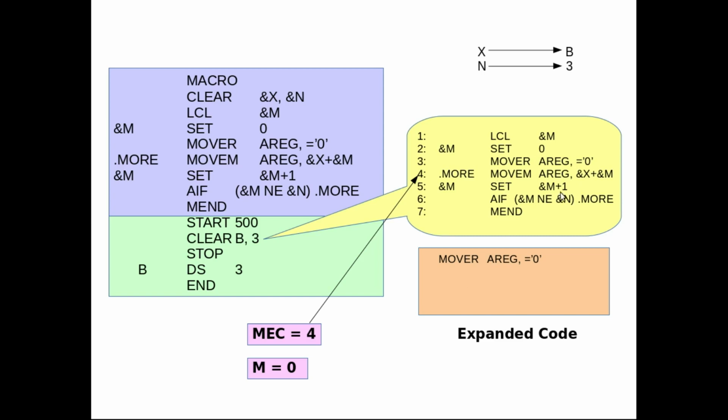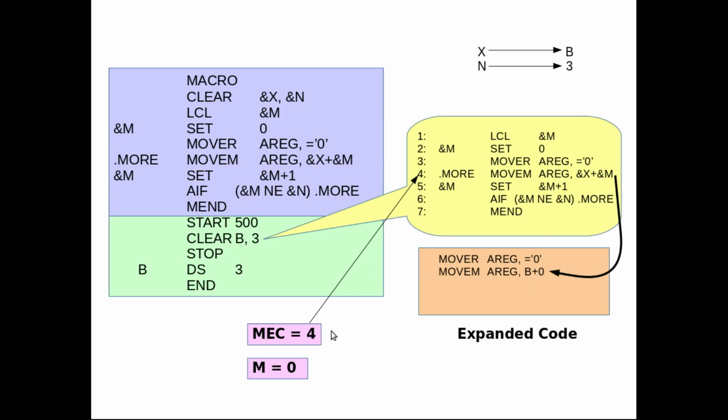And as we generate, we should replace the formal parameter x by b, and we should replace the expansion time variable m by 0. And sequencing symbols will not appear in the expanded code. So for statement number 4, this is what will be generated. X has been replaced by b, m has been replaced by 0, because the current value of m is 0. And the sequencing symbol more does not appear in the expanded code. So that completes the processing of statement number 4.